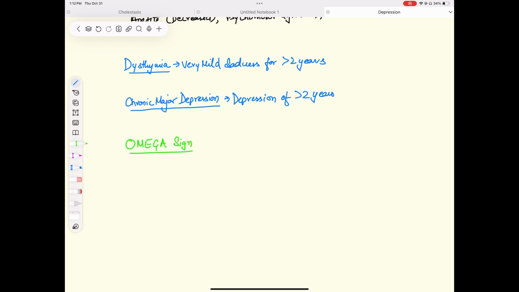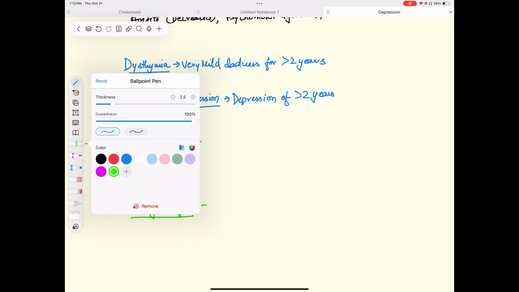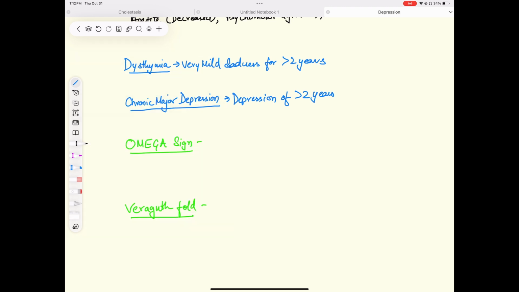There are two peculiar facial features often seen in patients of depression, which are omega sign and Veraguth folds. Omega sign. This sign was described by Charles Darwin. It is due to the contracture of procerus muscle and corrugator muscles.